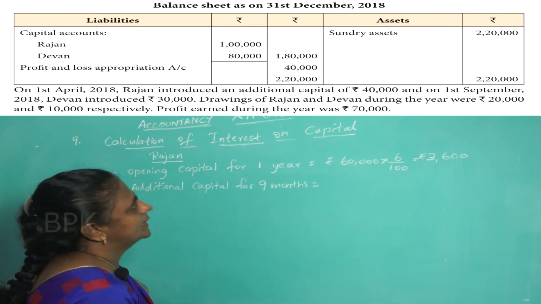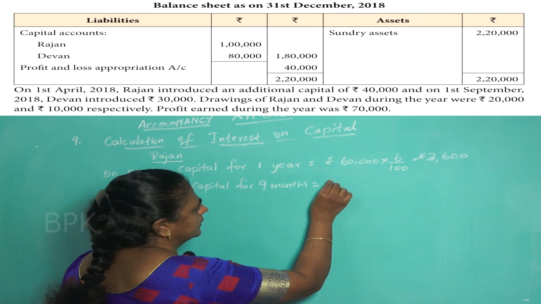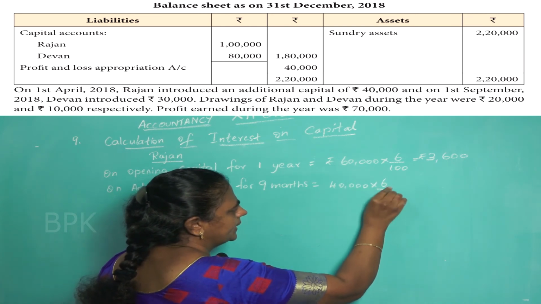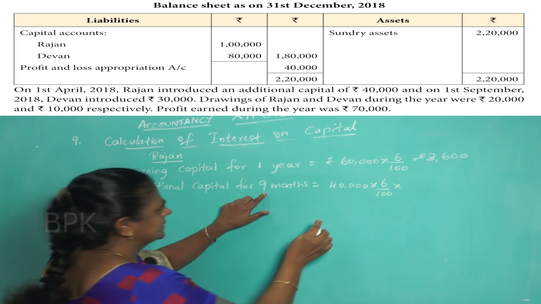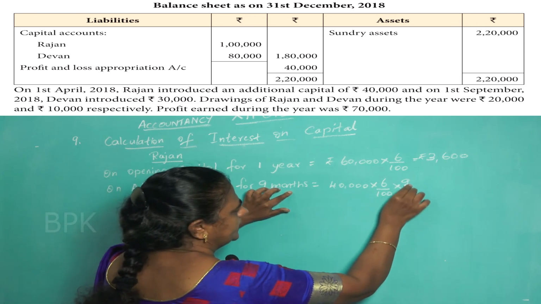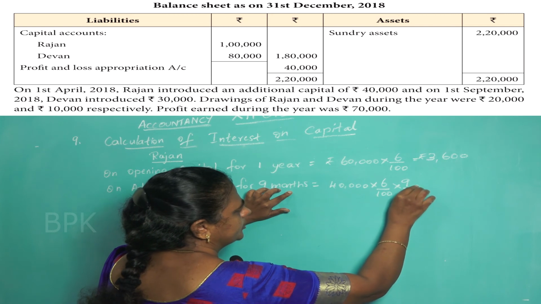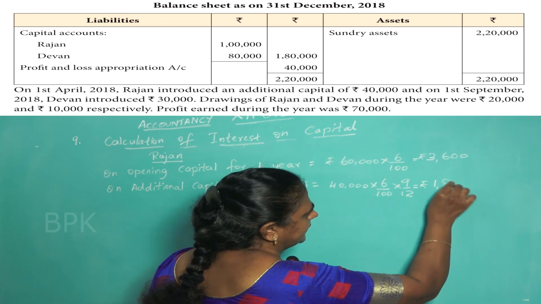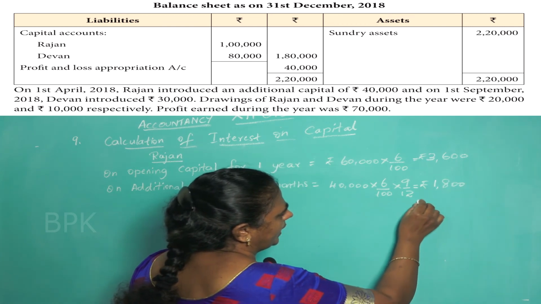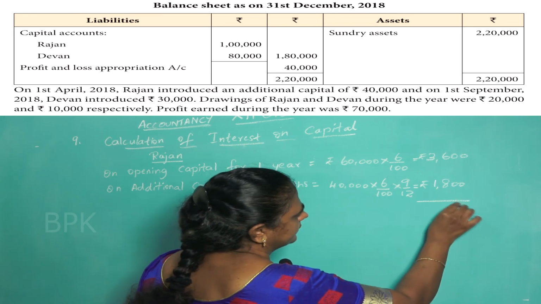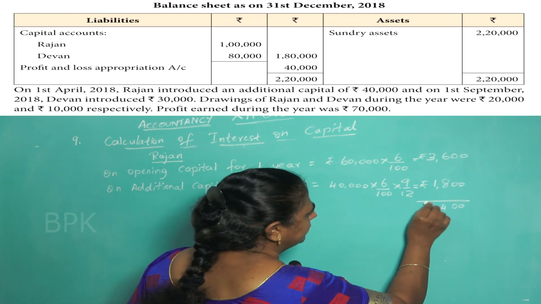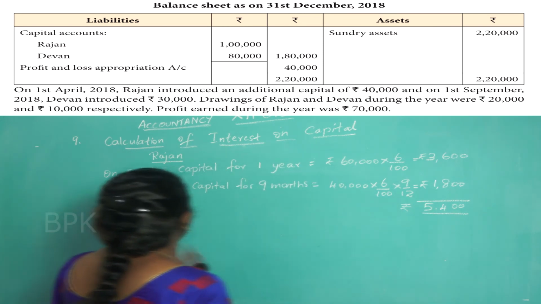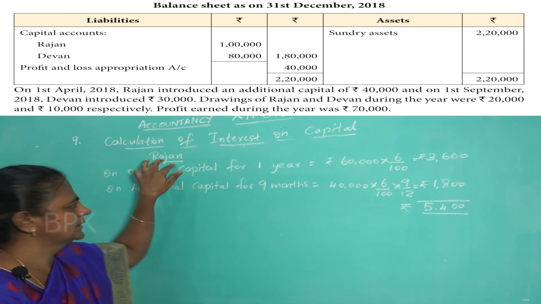Okay. How much is the additional capital? 40,000. 40,000. Rate is 6%, 6 by 100, for 9 months, so 9 by 12. How much you will get? It is equal to rupees 1800. Okay, now add both. So that will give you 5400 rupees for Rajan. Okay, for Rajan.